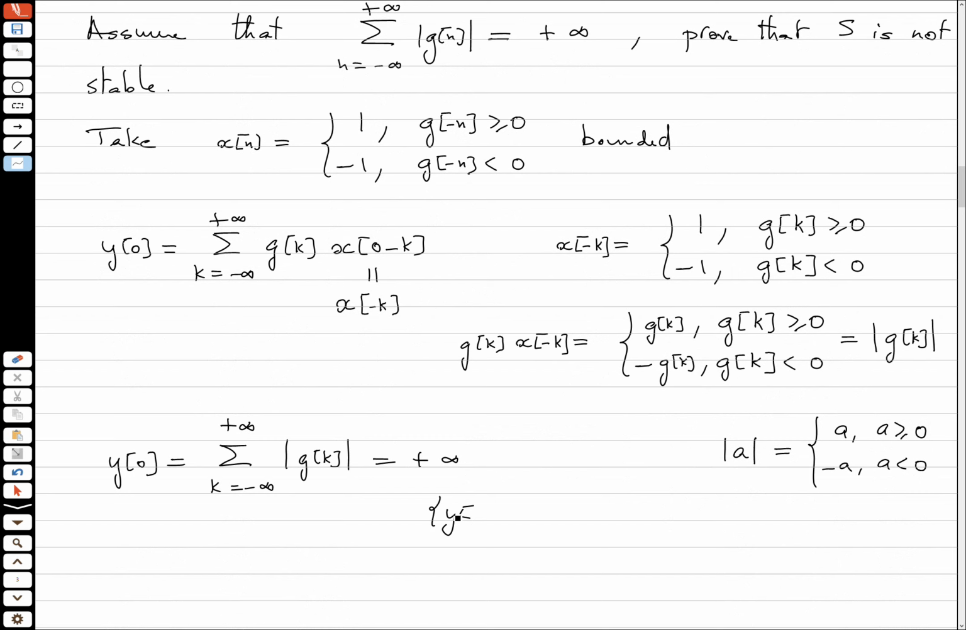You see, this is a case where y of 0 is not even a number. Not bounded. So S is not stable. I'm done with the proof.